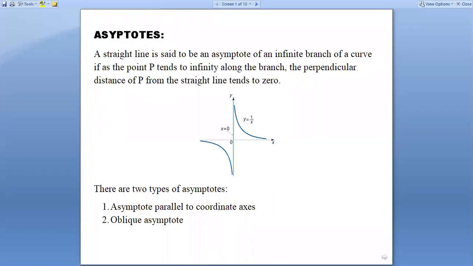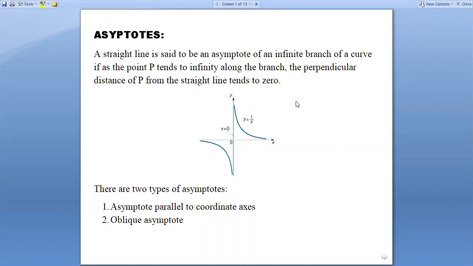So a straight line is said to be an asymptote of an infinite branch of a curve if, as some point P on the curve tends to infinity along the branch, you drop a perpendicular from P onto a line, and the perpendicular distance between the curve and the line keeps on reducing and tends to 0. Then you call that straight line an asymptote. Or you can also say the curve approaches one of these straight lines, and that straight line is called an asymptote.